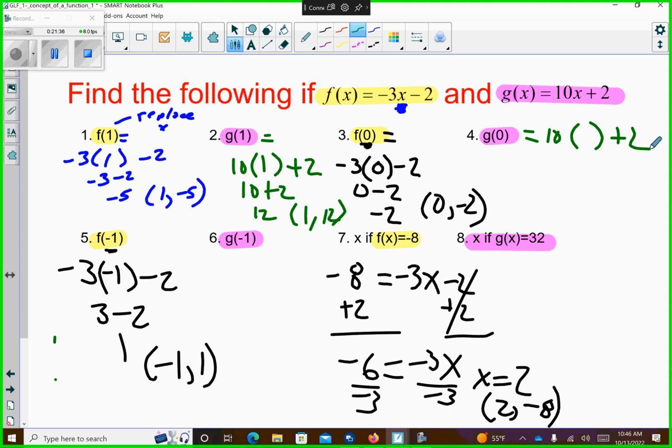Okay. Number 6. What am I going to do with the negative 1 on this one? Plug it in. So this is equal to 10 times parentheses plus 2. What used to live where the parentheses are right now? X. What's going to go live there now? Negative 1. 10 times negative 1? Negative 10 plus 2? Negative 8. What point? Good. Negative 1 comma negative 8.